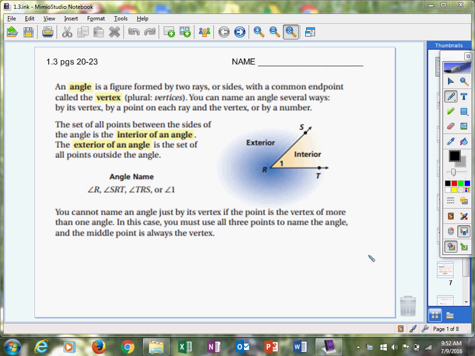So let's get started. You see there on your paper, an angle is a figure formed by two rays or sides with a common endpoint. We call that common endpoint the vertex. They gave you the plural, vertices. We don't call them vertexes. We call them vertices if we're talking about more than one vertex.